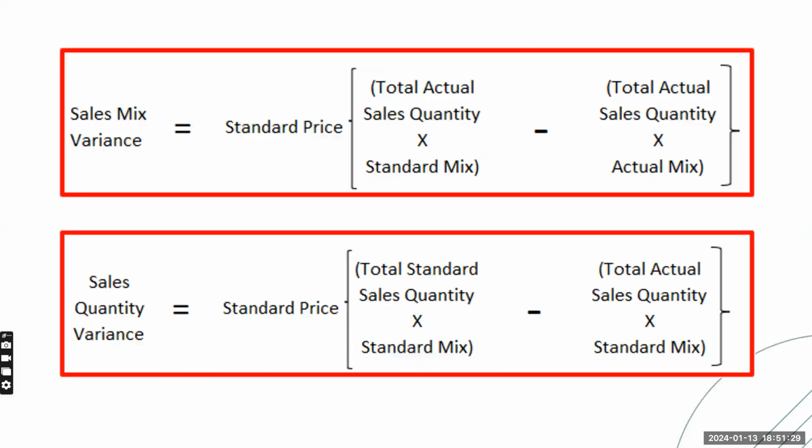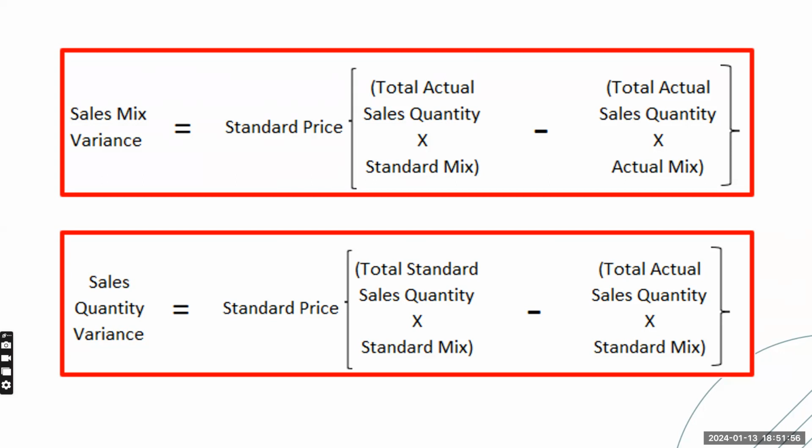Then the mix variances. The only difference is that margin will be coming in. If it is the sales mix variance, it is the standard price multiplied by total actual sales quantity on actual production multiplied by standard mix, minus total actual sales quantity multiplied by actual mix.